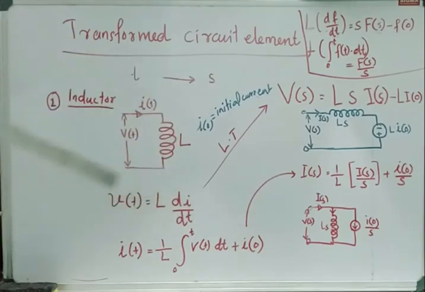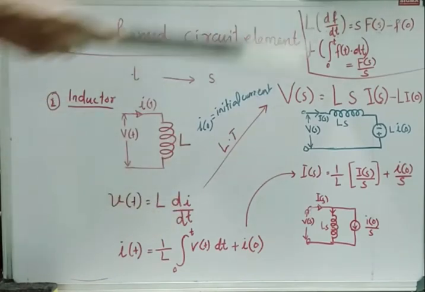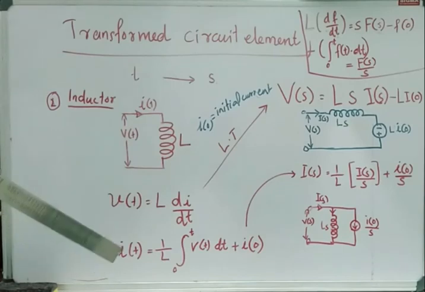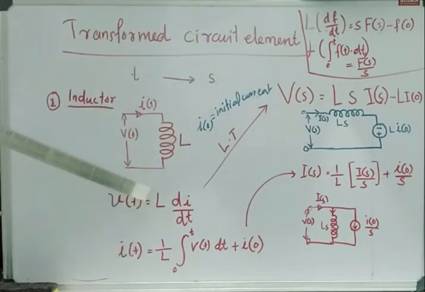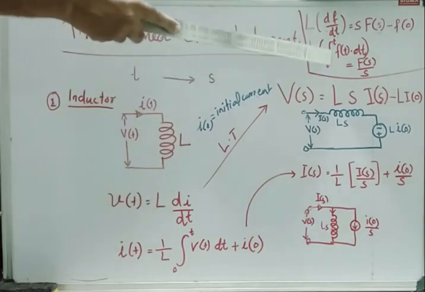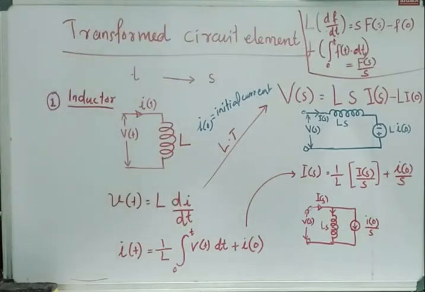In this voltage equation, V of t is equal to L into di by dt, a derivative term is coming. So, in order to find the Laplace transform of this derivative, we need to use this format. That is, the Laplace transform of f dash is equal to s into F of s minus f of 0. So, when we are utilizing that, the Laplace transform of this equation becomes V of s is equal to L into s I of s minus L into I of 0.